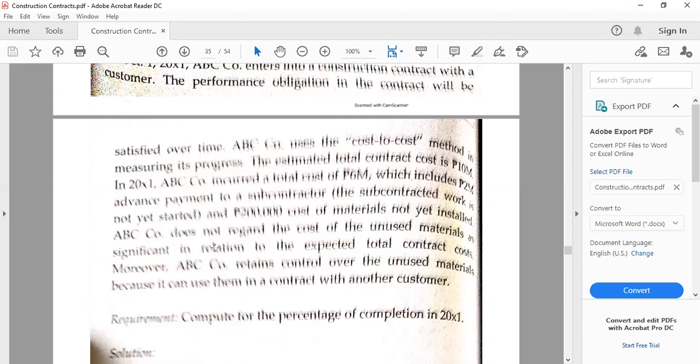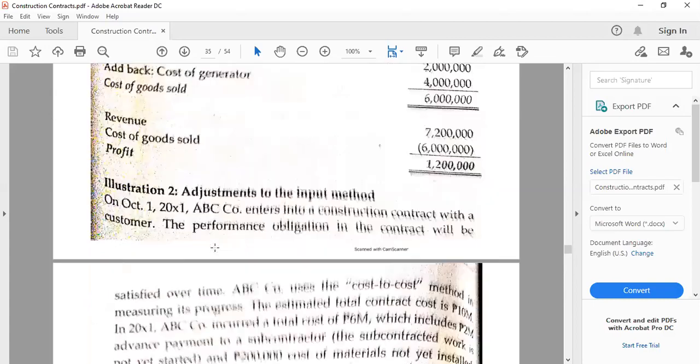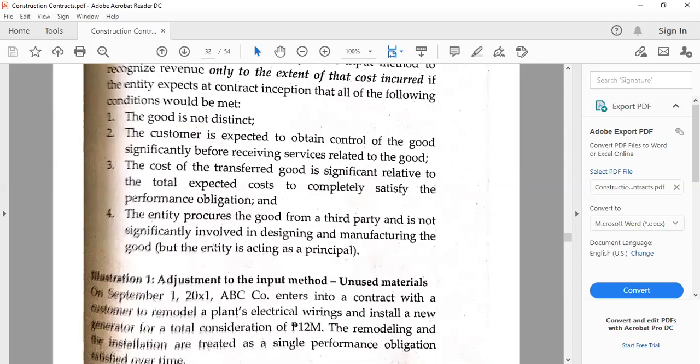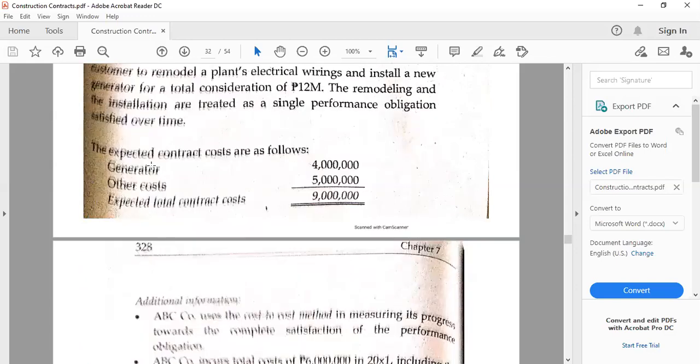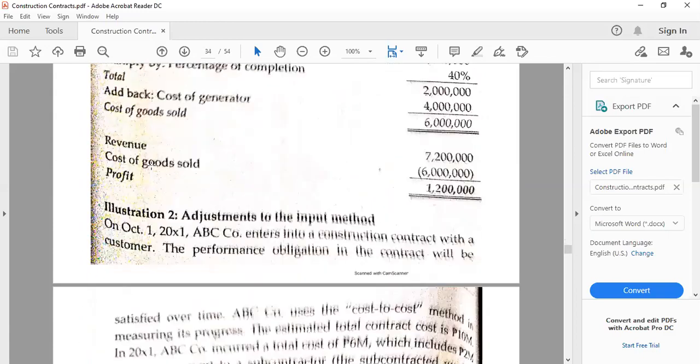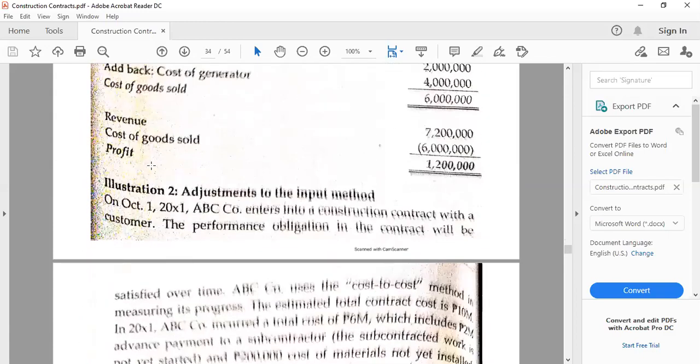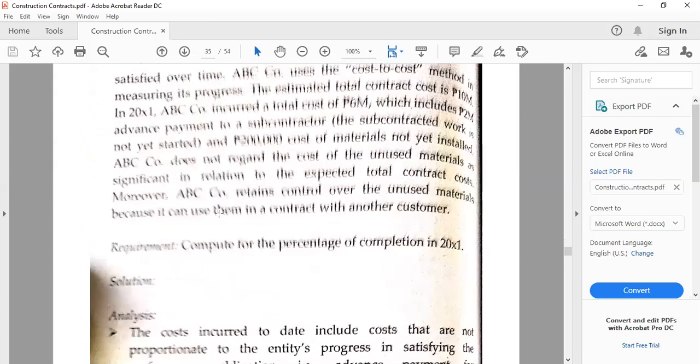So in that case, that does not satisfy actually number 2 requirement, so that we are going to adjust the percentage of completion, numerator and denominator, and we will be adjusting the computation of revenue and cost respectively. Meaning we're not going to apply illustration 1 steps. Then, moreover, ABC company retains control over the unused materials because it can use them in a contract with another customer. So this is not a case wherein the customer will have the control.